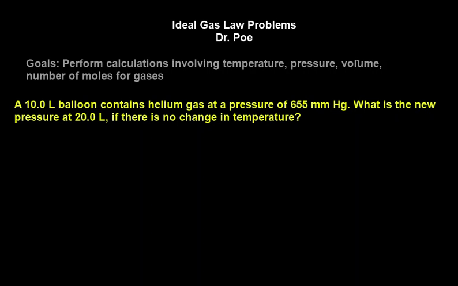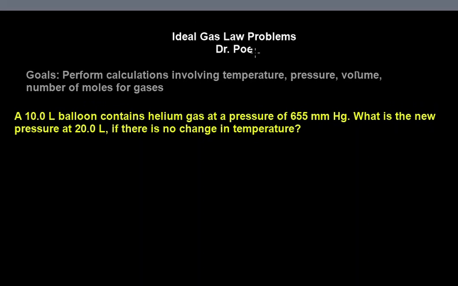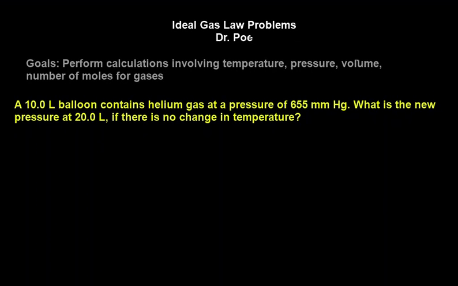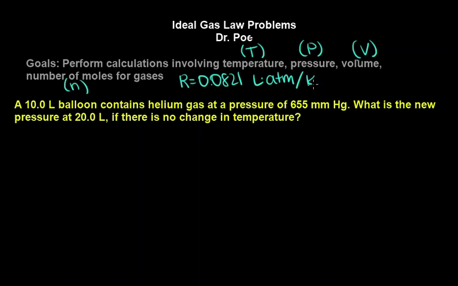Okay, more ideal gas law problems. So again, we're performing calculations involving temperature T, pressure P, volume V, and number of moles for gases, and of course for these we always know that R equals 0.0821 liters atmospheres per Kelvin moles, and those tell us the units that we should definitely get everything else into.